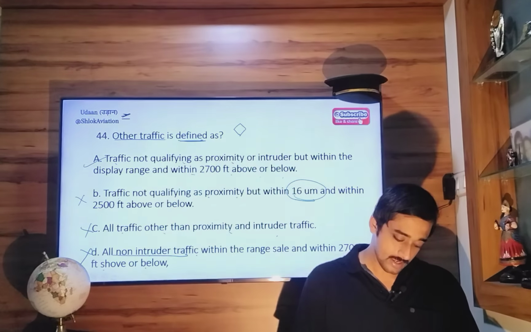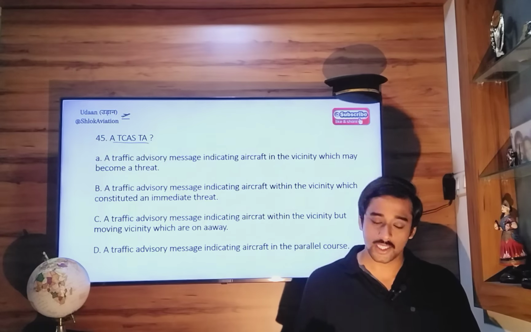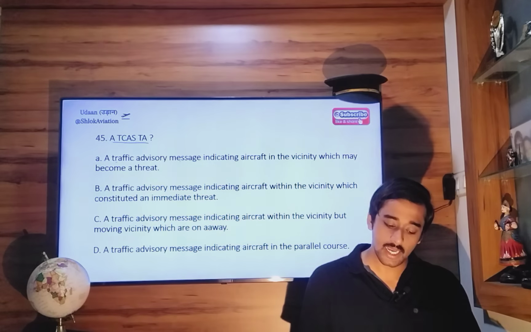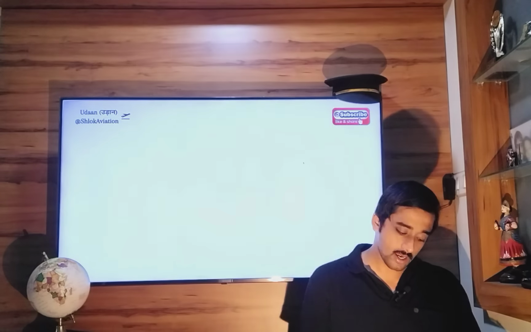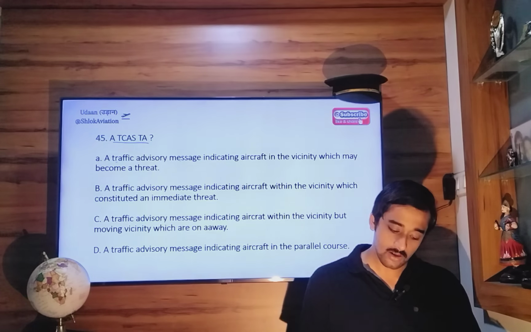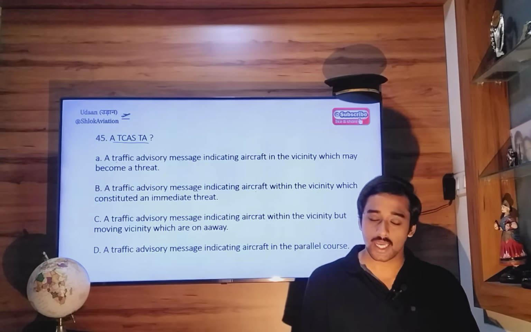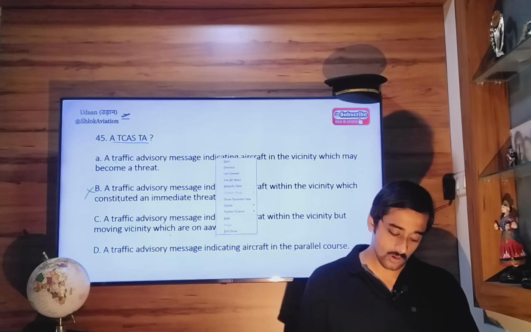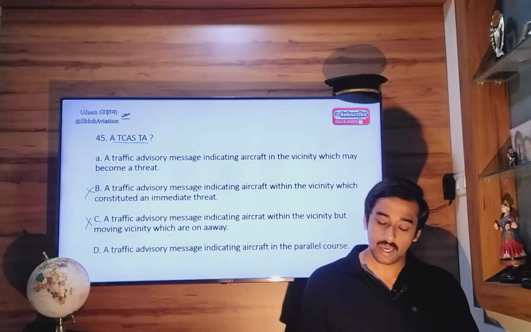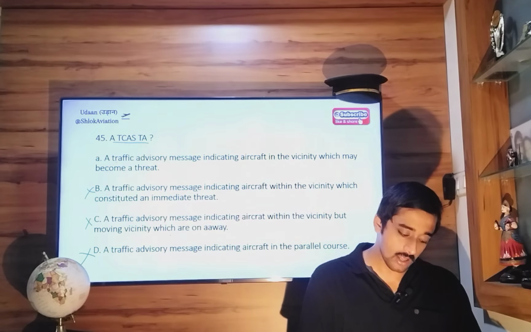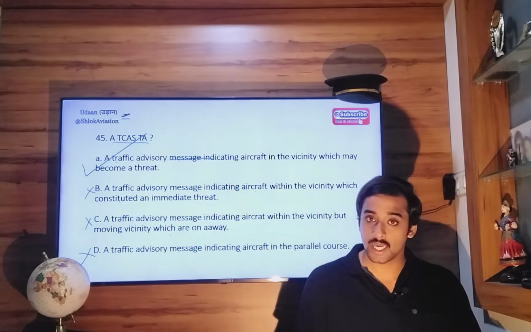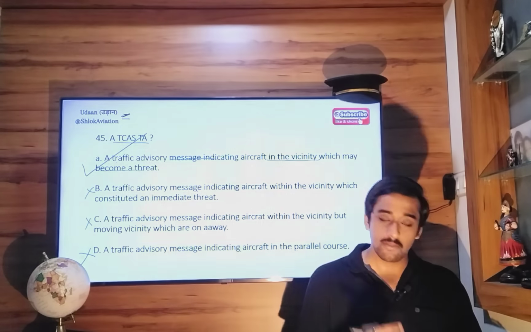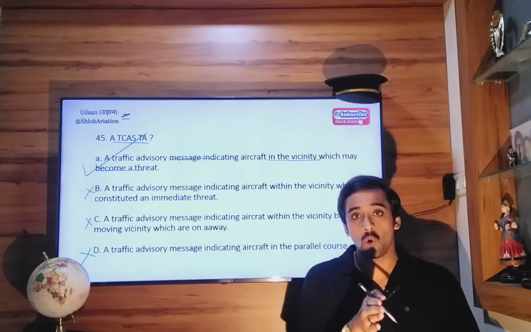So option A. Next, a TCAS traffic advisory is a traffic advisory message indicating aircraft in the vicinity which may become a threat. Yes. A traffic advisory message indicating aircraft within the vicinity which constitutes an immediate threat. No. A traffic advisory indicating aircraft within the vicinity which are on the airway. No. A traffic advisory indicating aircraft flying parallel to you. No. So option Alpha: a message indicating aircraft is in the vicinity and it may become a threat if it moves even closer to you.